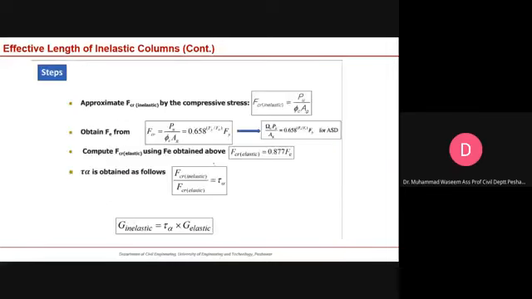Now these steps have also been explained on this slide. First you have to estimate the inelastic critical stress with very simple formulation. Pu you calculate as 1.2 times dead plus 1.6 times live, if you only have dead and live loads. Then you obtain the Fe value from this expression, then calculate the elastic critical stress, then take the ratio. Once you know this, you multiply this stiffness reduction factor with the value you have computed.